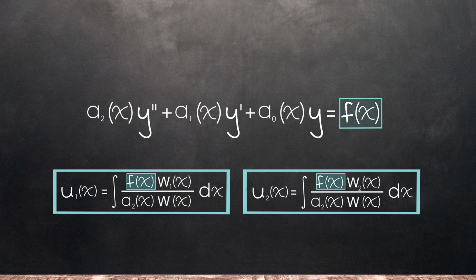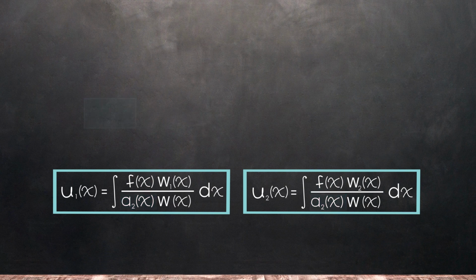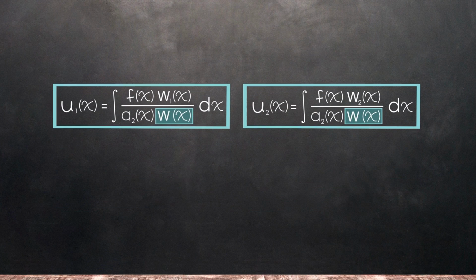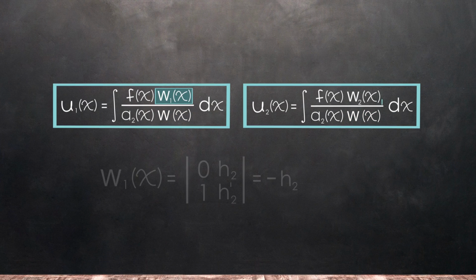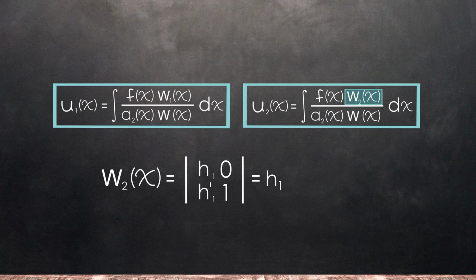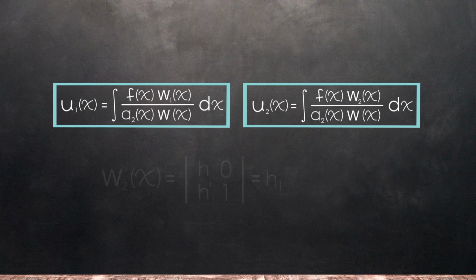Here, f of x is the non-homogeneous part of the original differential equation, a2 is the coefficient of y double prime, w of x is the Wronskian of the homogeneous solution, w1 of x is the Wronskian with the first column replaced by 0, 1, and w2 of x is the Wronskian with the second column replaced by 0, 1. These two formulas are not too difficult to derive, but we will not be showing the derivation in this video.